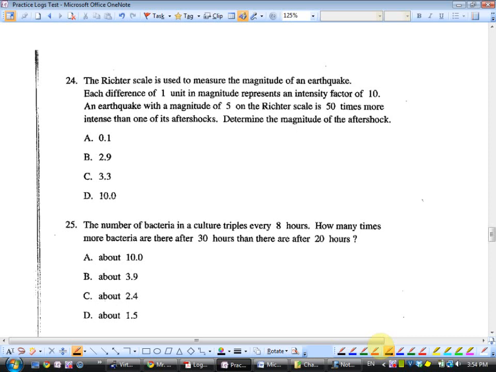Richter scale. Remember, Richter scale is 10 to the bigger minus smaller equals the number of times stronger. It says an earthquake with a magnitude of 5 is 50 times more intense than one of its aftershocks. Determine the magnitude of the aftershock. What are they asking me to find in this question? The bigger, the smaller, or how many times is intense? I guess smaller. I think they're saying solve 10 to the 5 minus x equals 50.